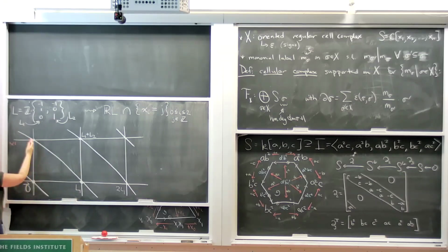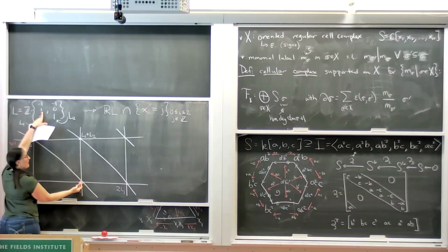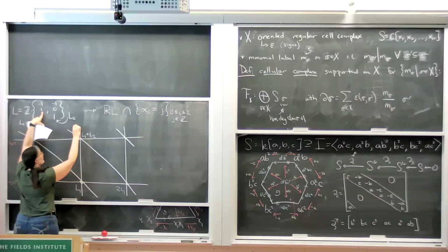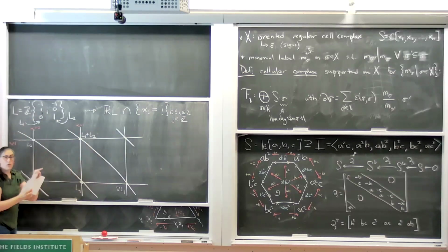Okay, vertical line. Look at L2. L2 has this coordinate, the x1 coordinate, equal to 0. If I go over to L1, L1 had x1 equal to 1. So hopefully now you believe me that at least the horizontal and vertical lines correspond to x1 and x2 being integers.